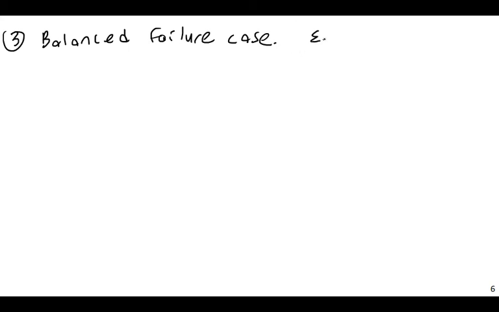So here, the balanced failure case. If you remember from our discussions of moment capacity, a balanced failure means that we have a few things. One, the strain in the concrete is equal to our 0.003 crushing strain value, and the strain in the lower steel, epsilon s1, the tension steel basically, is going to be equal to the yield strain of steel. So epsilon yield basically.